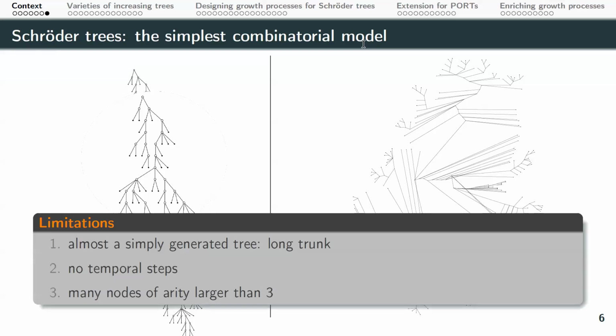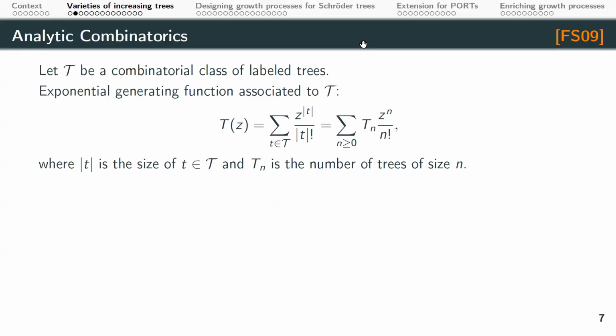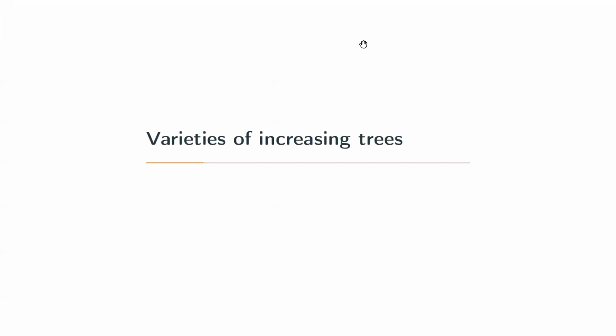Okay, and in fact, I say that we have no temporal steps. So we could say that each internal node corresponds to a temporal step, but we have no notion of levels because we are used to put all the nodes as top as possible, and so the temporal steps are not well defined. And so in the literature, there are some new varieties of trees that have been developed in the 90s in the sense of variety increasing trees.